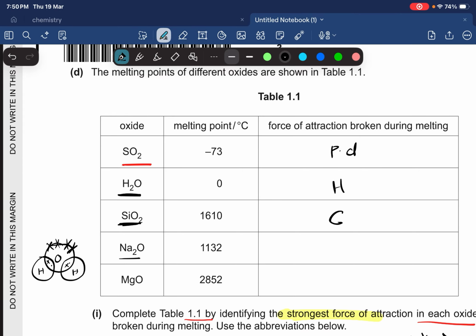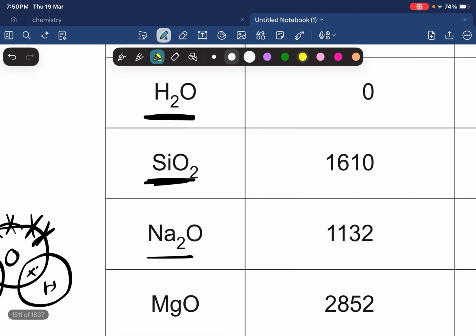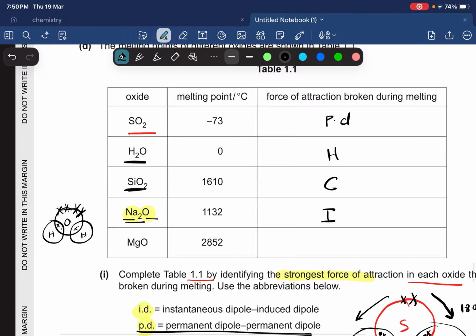Na2O. I don't think it needs any explanation. If someone doesn't know this, I don't feel like... No, it's fine. Just sodium oxide. Sodium is going to be positive, oxygen is going to be negative. There's going to be ionic bonding between them. Magnesium oxide, again, there's going to be ionic bonding between them.